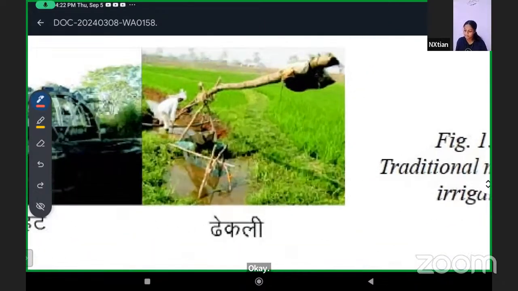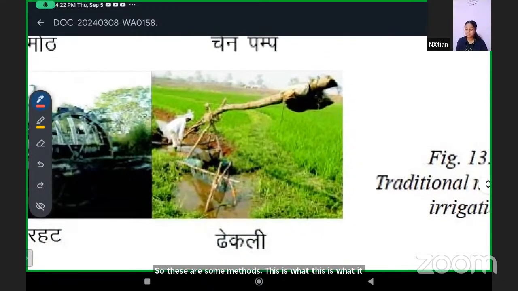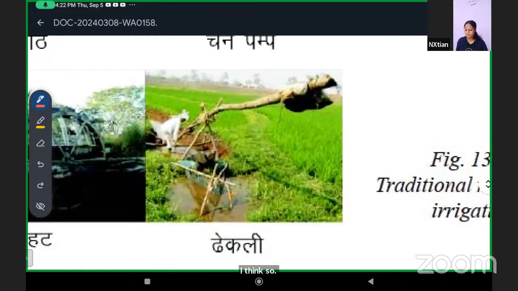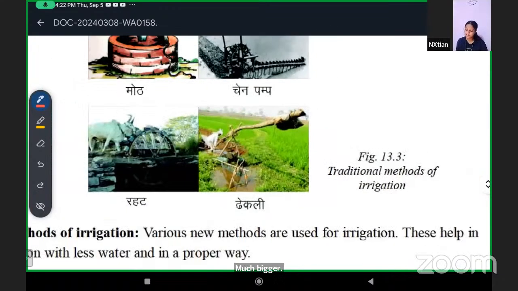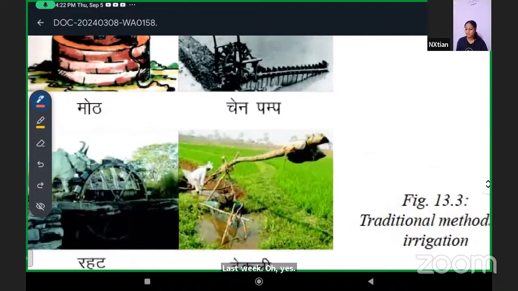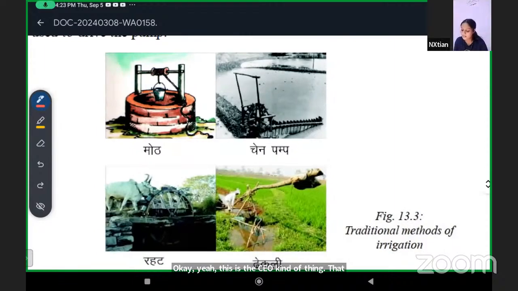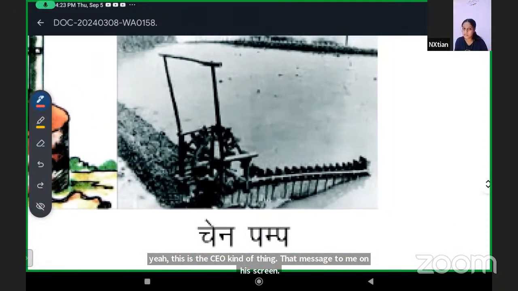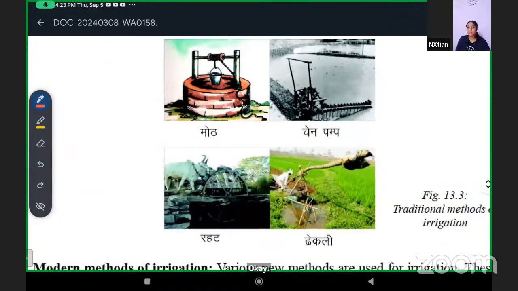This is what the shadaf must have looked like, right? Yes, kind of like this, but it was much bigger, maybe ten times the size of this, so they could carry lots of water. Yeah, this is the seesaw kind of method that Simeon explained. Then there are chain pumps like this. And wells are there, with wheels to pull up the bucket from the well, and then they take it to do the irrigation. But these are traditional methods.